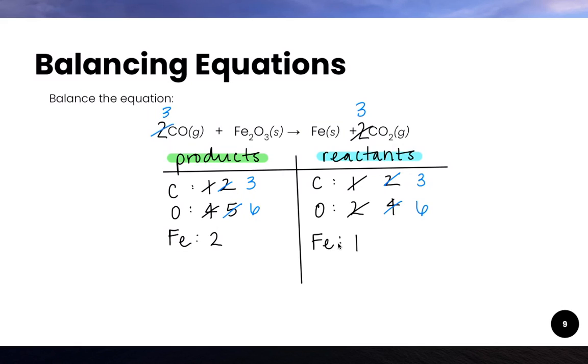Awesome. And now the only thing left is to balance our iron. I save the ones that are by themselves for last because then you know exactly what number you need to put in front of it. Okay, so we're going to change that. And now we have a balanced equation. There's 3 carbons on both sides, 6 oxygens on both sides, and 2 irons.